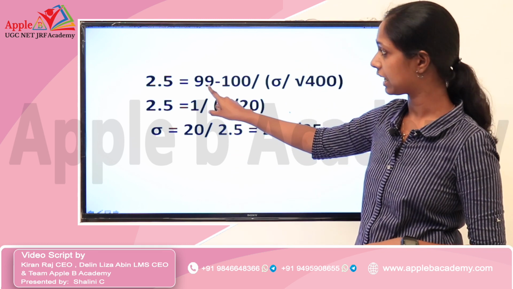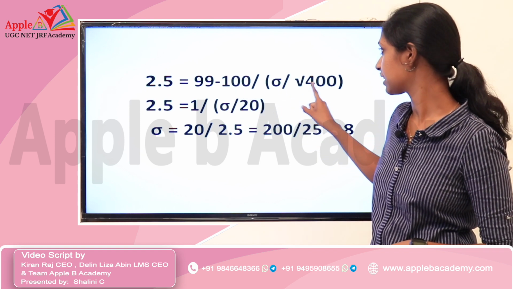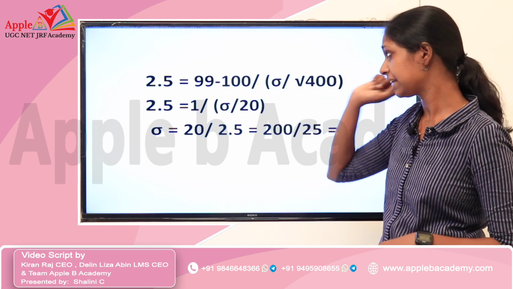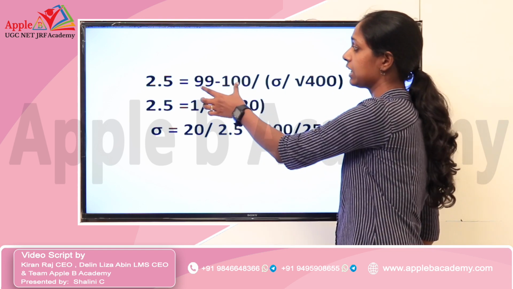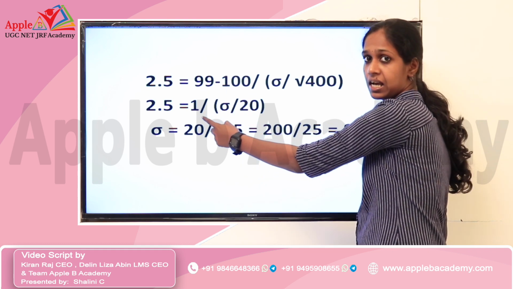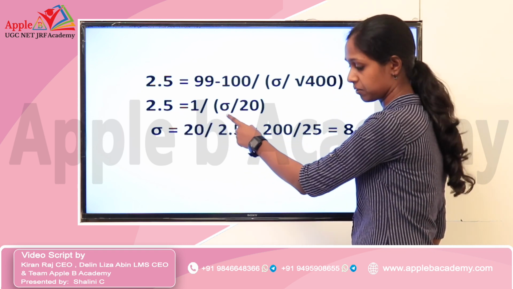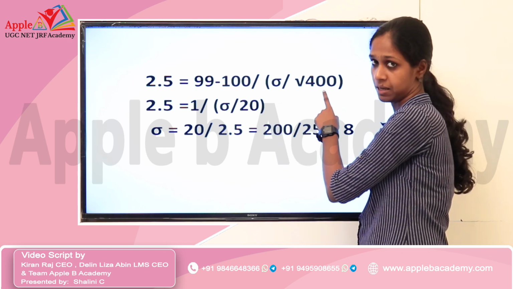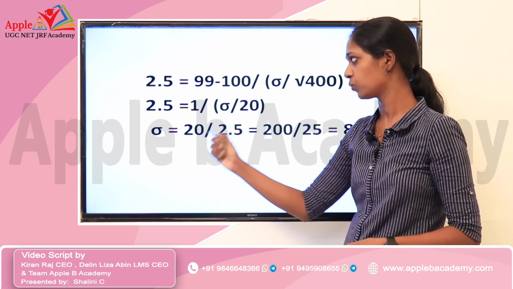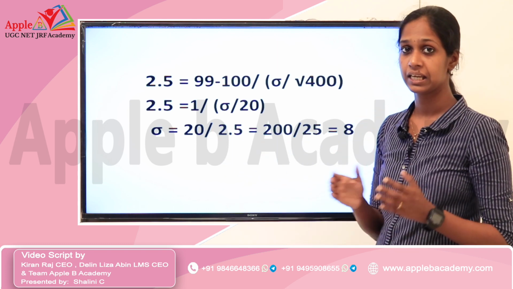The value of Z statistic is equal to 2.5. Here x is 99, the population mean is equal to 100, sigma is the standard deviation and 400 is the size of the sample. So basically this is sample mean minus population mean. This is actually a modulus value or an absolute value, so even though it is 99 minus 100, we take it as 100 minus 99, which is equal to 1. Now this is sigma. Sigma by root n, root of 400 sample size would be 20. So we have 2.5 is equal to 1 divided by sigma by 20. So we get sigma is equal to 20 divided by 2.5, that is 200 divided by 25, we get 8.